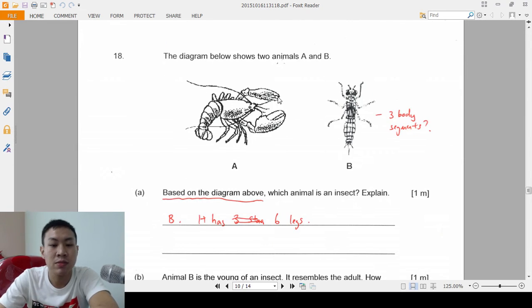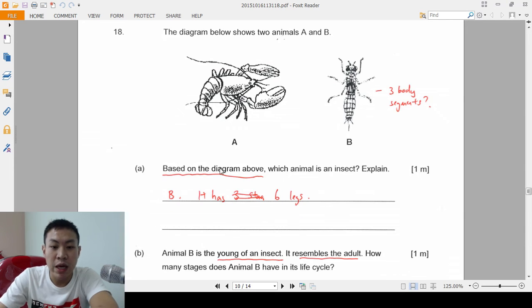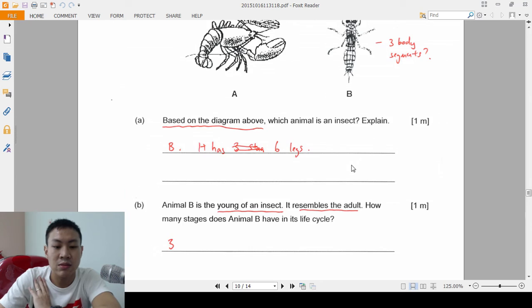Question 18. Two animals here, A and B. Based on the diagram above, which animal is an insect? I will choose B. Some of you may have written that it has three body segments, but is it very clear in this diagram? Not quite clear. But what is very, very clear is that it has 6 legs, and therefore I can classify this as an insect.